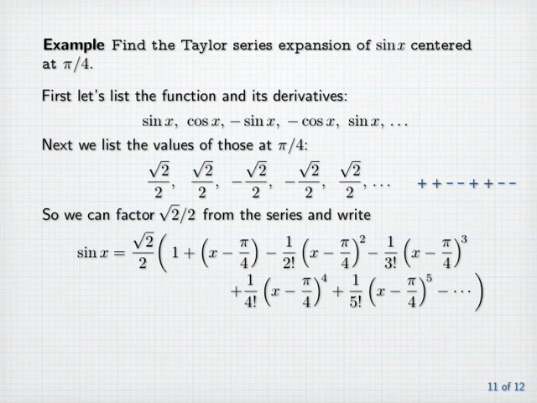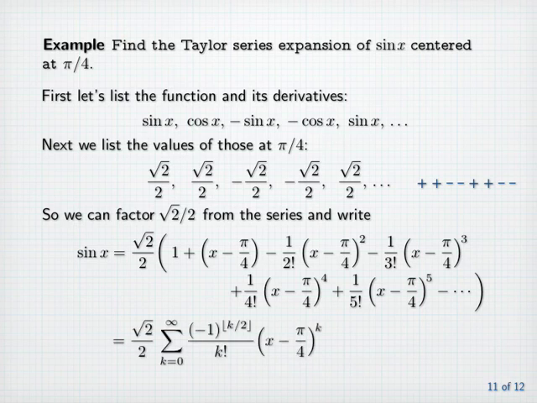Now let's see how we can express this using summation notation. The signs of the terms don't strictly alternate, but alternate in pairs, plus plus, minus minus, plus plus, and so on. We can represent that sign pattern using the floor or greatest integer function. We'll write this series as root 2 over 2 times the sum from k equals 0 to infinity of minus 1 raised to the greatest integer in k divided by 2, all divided by k factorial, times x minus pi over 4 to the k.